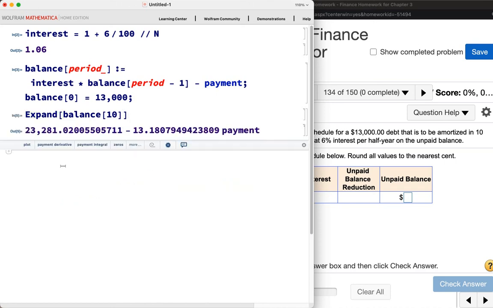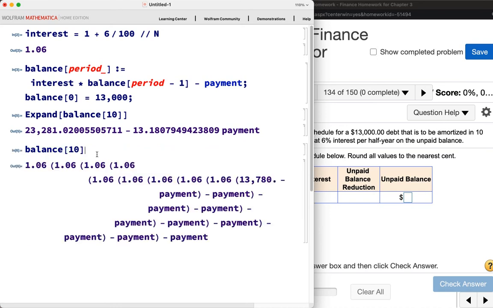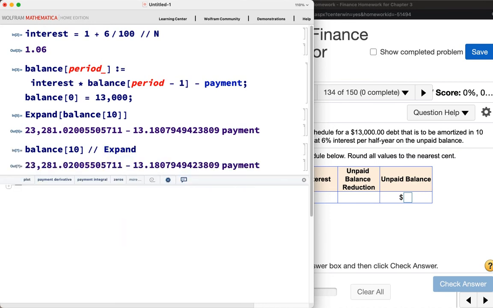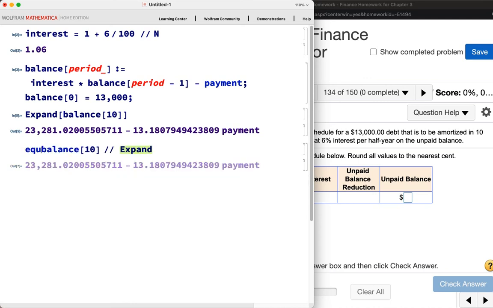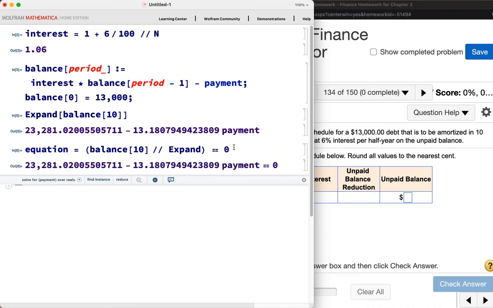Expand. Or we could do it like this, balance 10. And I'll get the same result if I do this, expand. Okay, so that's actually our equation. I have to set it equal to 0, right? So the equation is going to be double equals 0. Notice, guys, I'm using the double equals to create an equation, right? Double equals.